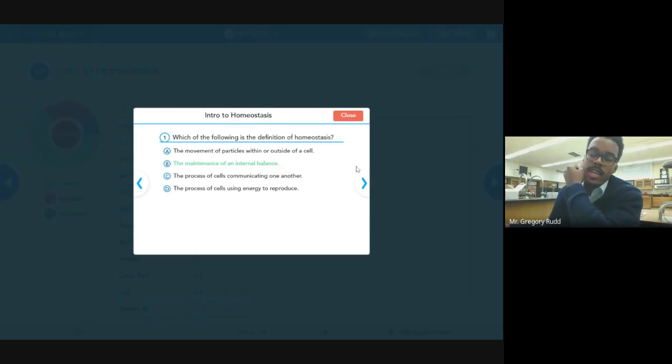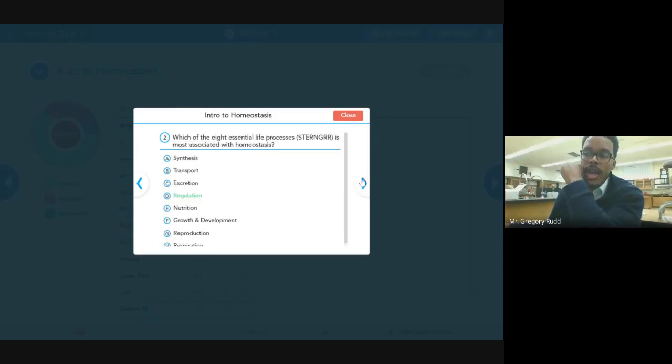Of course, homeostasis, if we break that down and we think about the root words, homeo refers to same, just like homogeneous. Stasis refers to stable, balance. So what we're talking about here is the maintenance of an internal balance, to maintain an internal balance. That's what homeostasis means.